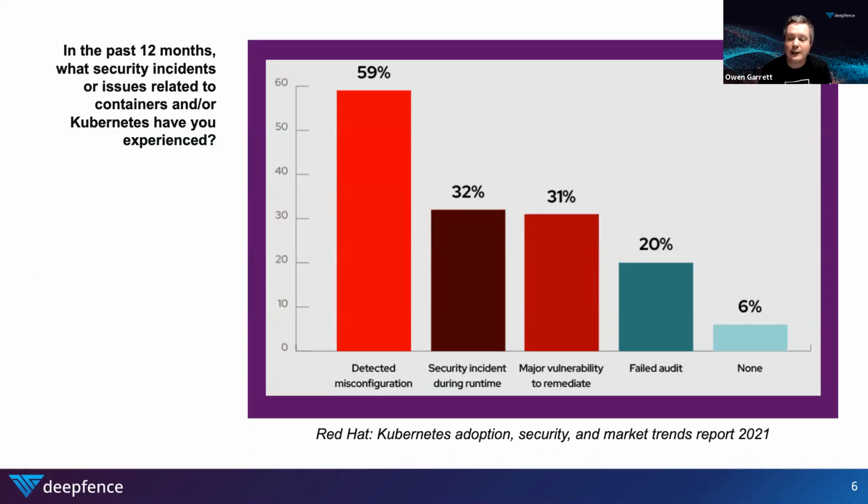And this has real implications. Red Hat surveyed their OpenShift customers and found that only 6% of their customers were confident to say that there were no security incidents related to containers and Kubernetes in the last 12 months. Most customers reported issues around misconfigurations, incidents during runtime, or vulnerabilities at runtime. And these, of course, are only the vulnerabilities that the customers were able to observe and were prepared to report.